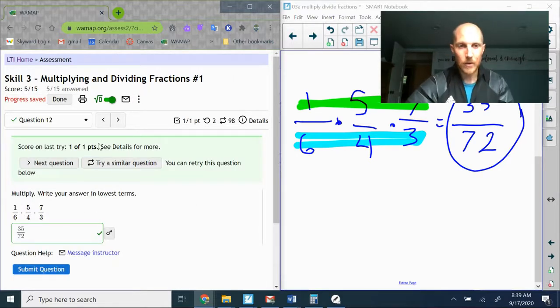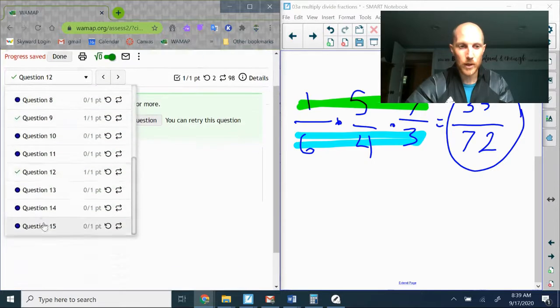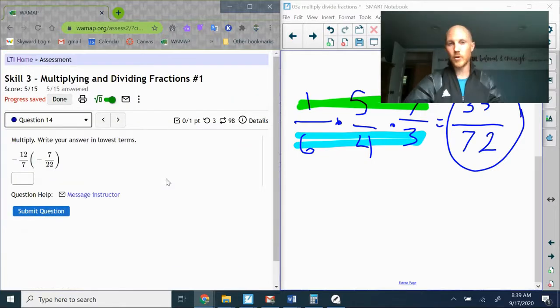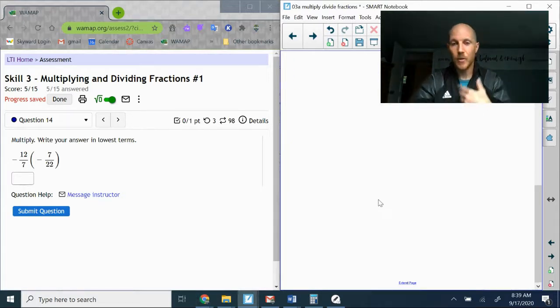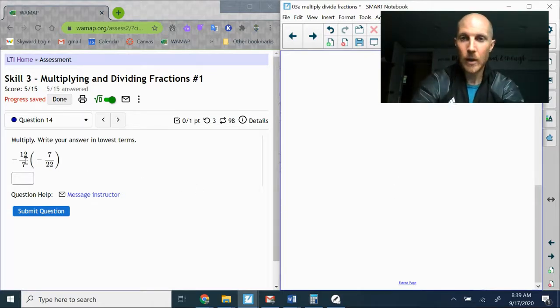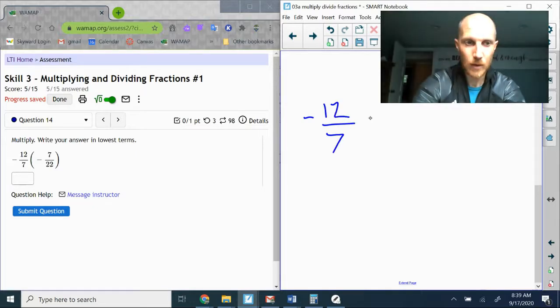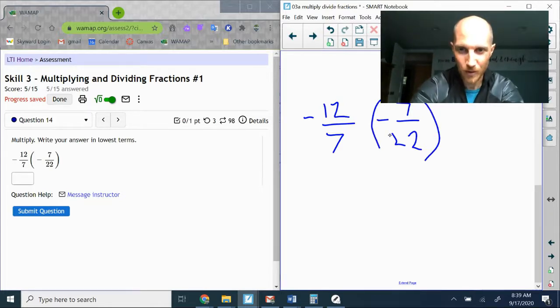Yay. Okay, and then the last one I wanted to look at right now is, oh my gosh, negative numbers show up. So negative numbers, just like we saw yesterday, multiplying positives and negatives, we just use that same rule we talked about yesterday. So let's look at the negative part first. So negative 12 sevenths and negative 7 22nds. Oh man, I picked a bad problem. I don't know what 7 times 22 is. I have to do this mental math.